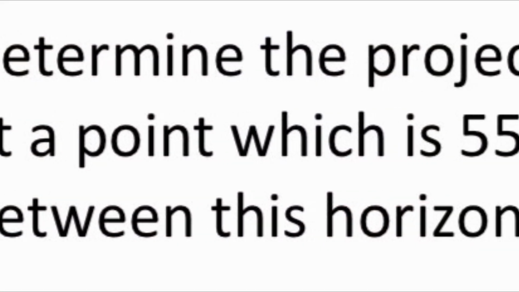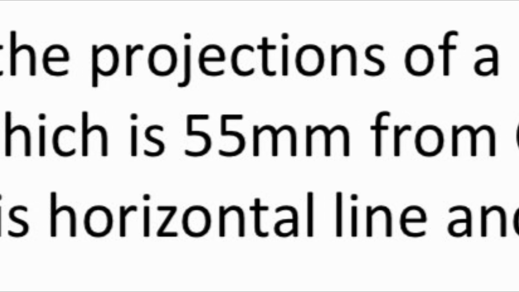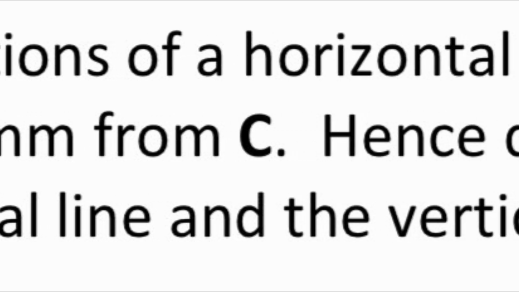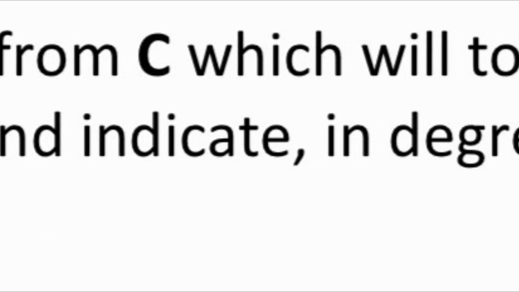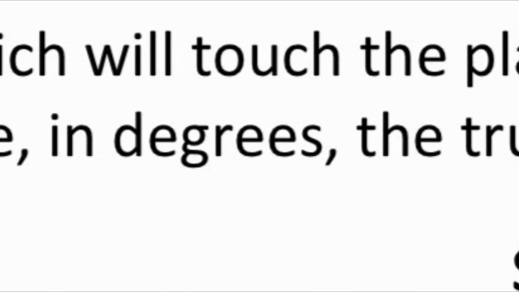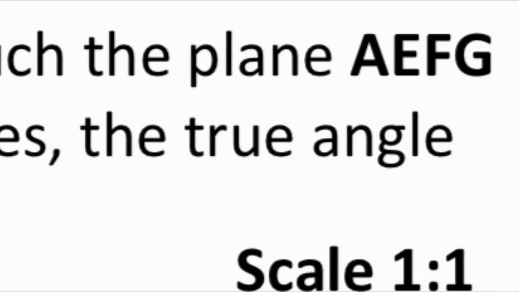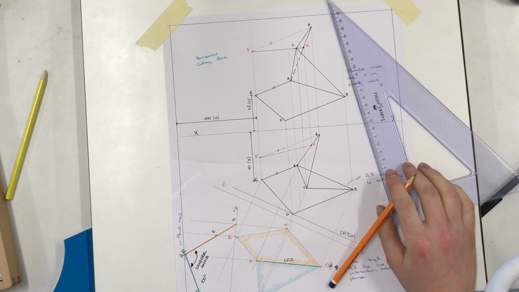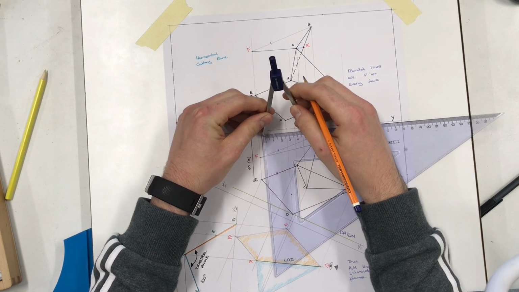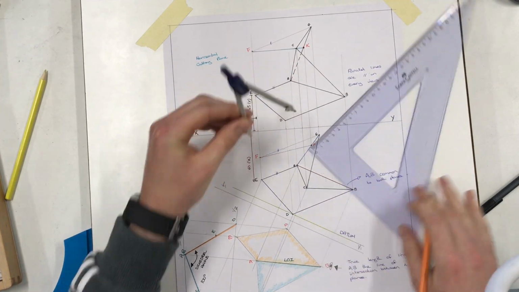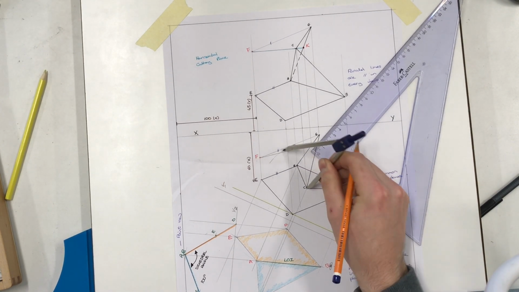To finish part D of the question, I need to determine and indicate the true angle between the horizontal line that we've just drawn and the vertical plane. It tells us that the horizontal line that we drew will touch the plane at a point which is 55mm from point C. What I need to do now is, with my compass, set a radius that is 55mm, and I'm going to swing an arc from point C.